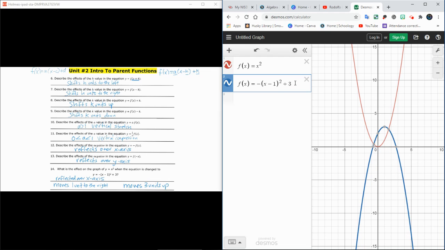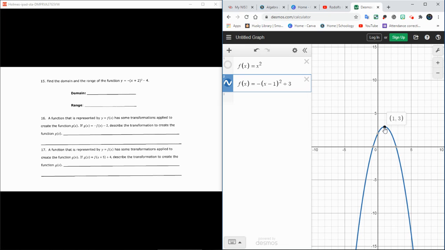So really, if you have a problem like this, what I recommend is just graph it. Compare it. Where does it move? Where does it change? It starts at the origin, it flips over, it goes 1 to the right, and 3 units up. Voila. This is really the biggest thing about this unit. Let's talk about another example.